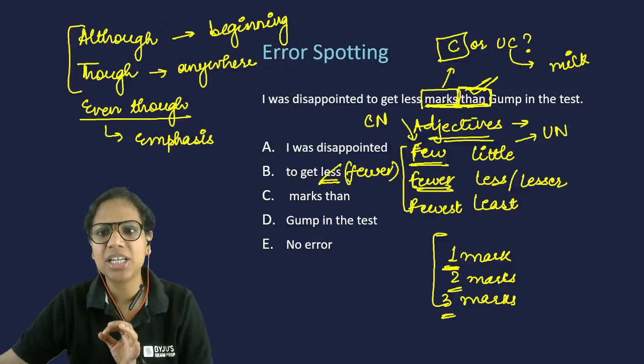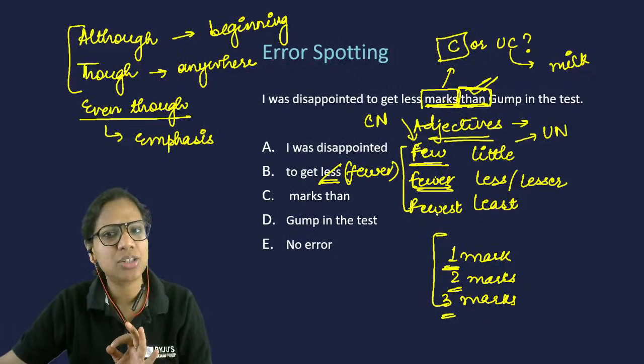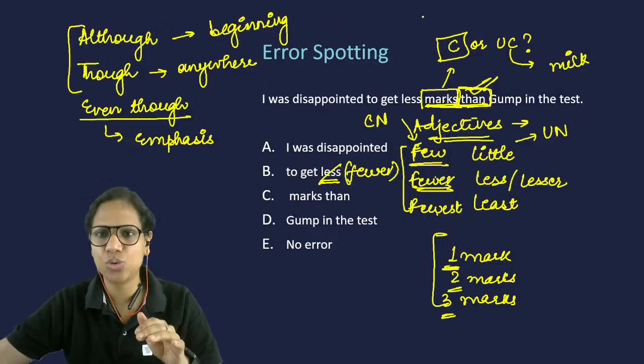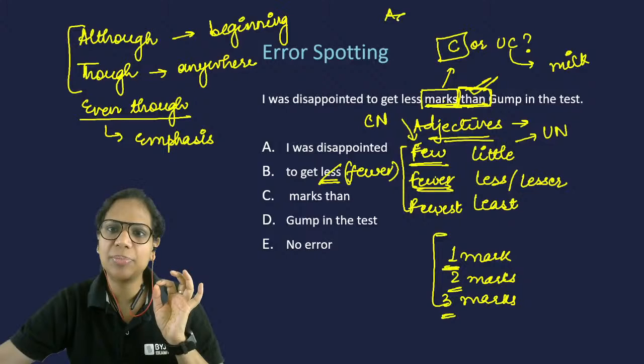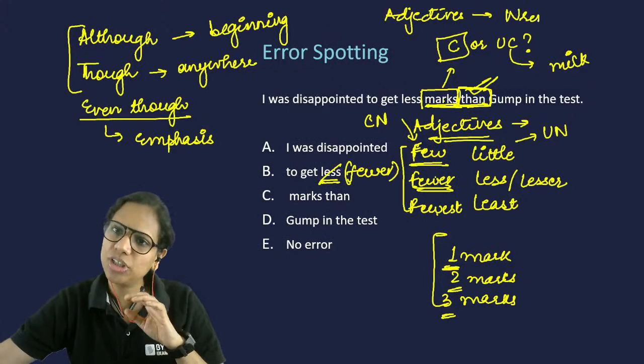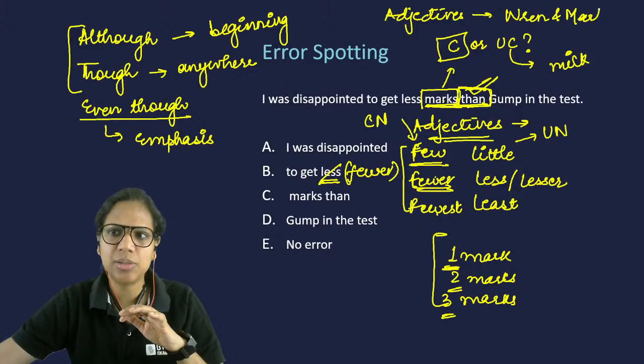Few, fewer, fewest: positive degree, comparative degree, superlative degree. I hope you know about the degrees of adjectives. If not, that's okay, you should go through the chapter on adjectives from Wren and Martin. It talks about the degrees of adjectives also, so this will become very clear.